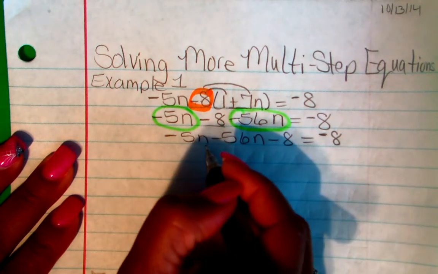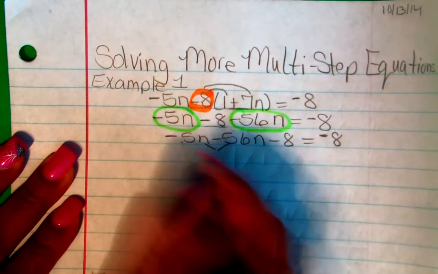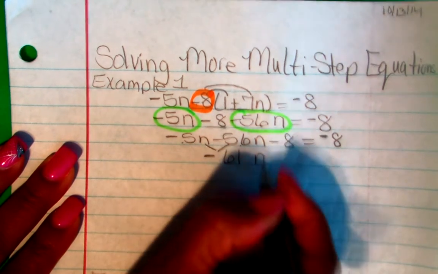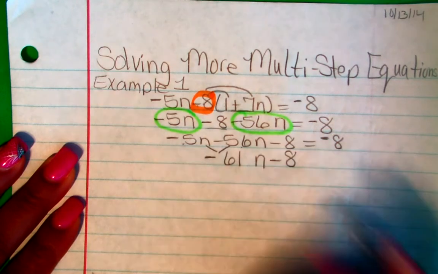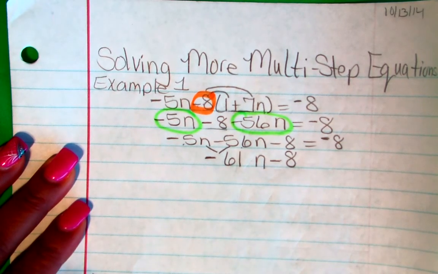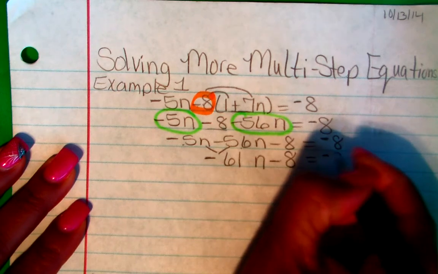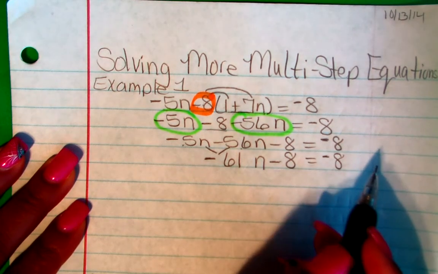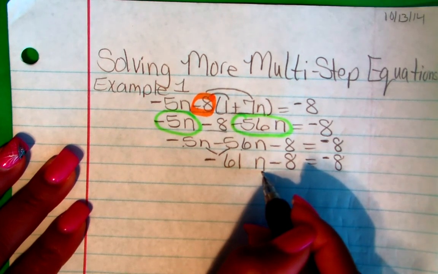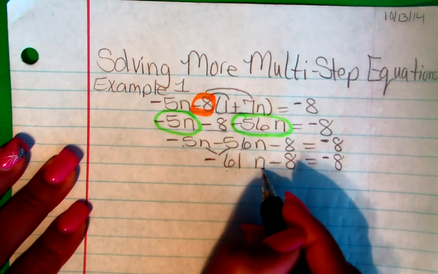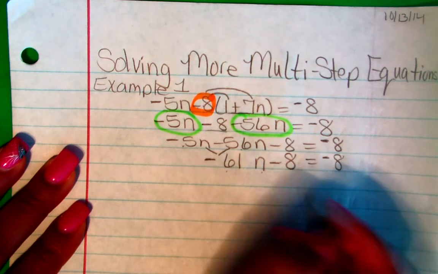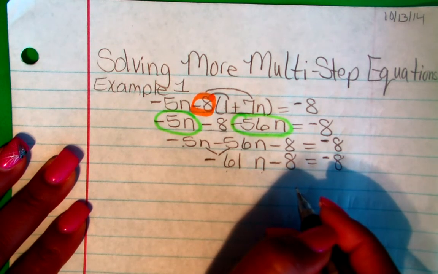So now I'm going to combine my like terms here. I got -5, -56. That means it's a -61n minus 8. I just combined the like terms. Equals -8. Okay. Next, I'm going to say, hey, what did they do to the n? And you notice it's -61 times n. Then they subtracted 8. So I'm going to go backwards. I'm going to add 8 to both sides. Then I'm going to divide both sides by -61.